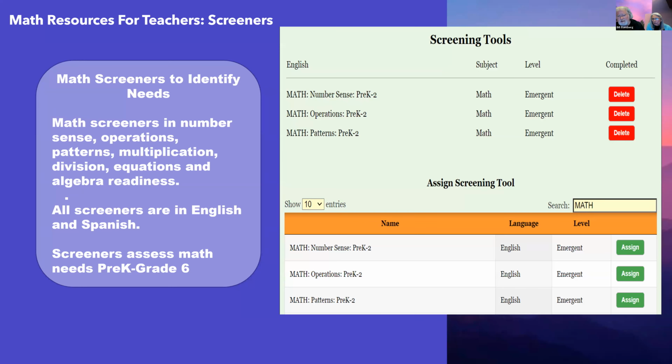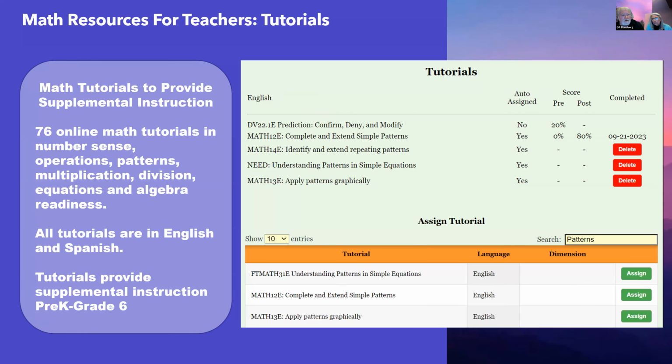Most of these screeners take no more than 10 minutes to take, and they can be taken in English or Spanish. So you would make a decision which to give to them. Once you assign the screeners, kids go on and take them, and it'll identify the needs, and the system will automatically assign online tutorials to the kids.